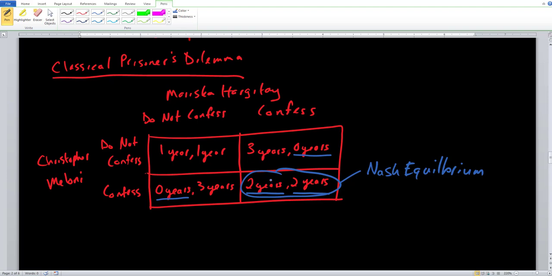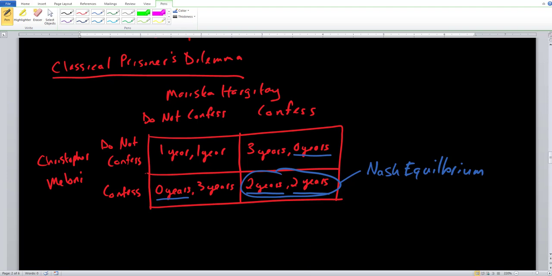If Chris decides to not confess, he gets 3 years in prison. If Mariska decides not to confess, she gets 3 years in prison. So therefore, they can only hone in on this option if they're allowed to cooperate with one another. Our next step is to go ahead and see whether or not we could do better than this outcome, or what are a few ways we can get out of this particular outcome.